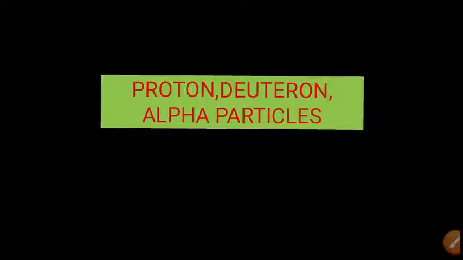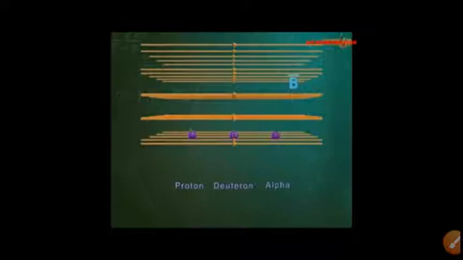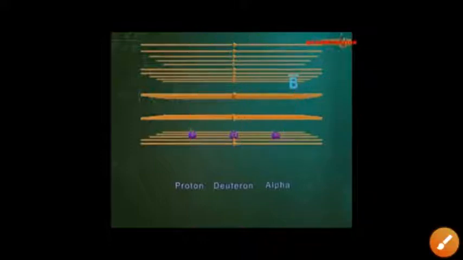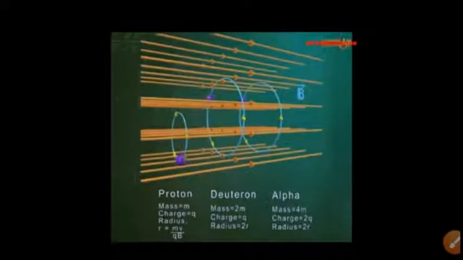Let us compare it for proton, deuteron and alpha particles. Here you can see three particles, proton, deuteron and alpha particle. And magnetic field is there along x direction. And all these three particles are entering the magnetic field in perpendicular direction. So all these particles will follow a circular path like this. Let us compare the radius of all the three charged particles.